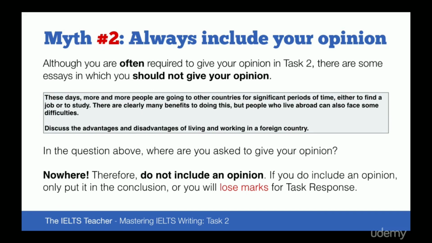If you do want to include an opinion, only put it in the conclusion, or you will lose marks for task response, and again you will lose time which could be spent on correcting errors and developing your ideas. The above question is a discussion question, and discussion questions do not need opinions.